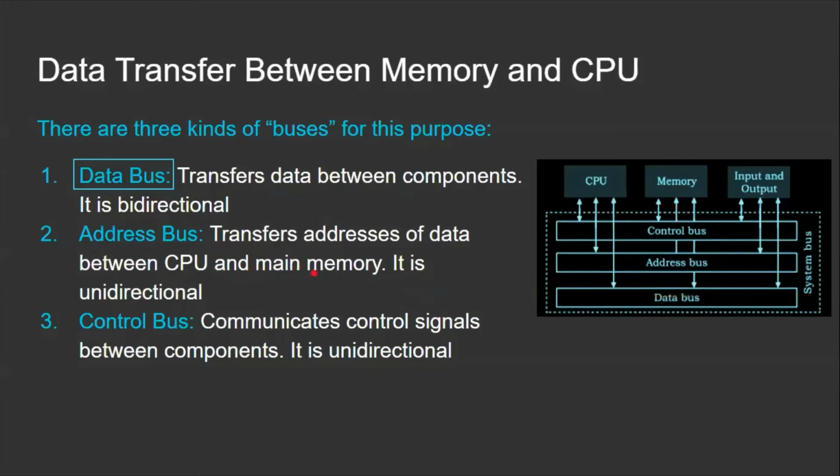Then the address bus, on the other hand, transfers the address of the data between the CPU and the main memory. The data has to go somewhere. That is called the address. So the address of the data is transferred between CPU and memory through this. And remember, this is unidirectional. Last, we have a control bus, which communicates control signals between components. This is also about the controlling of how the CPU will work, etc. And as we said before, the data bus is the only bidirectional bus. This is again unidirectional.